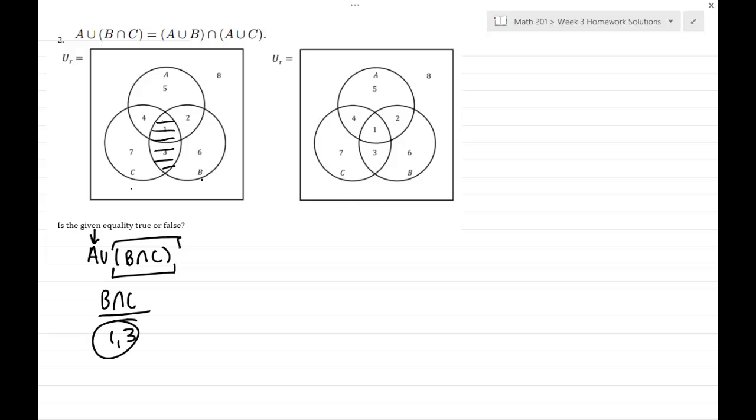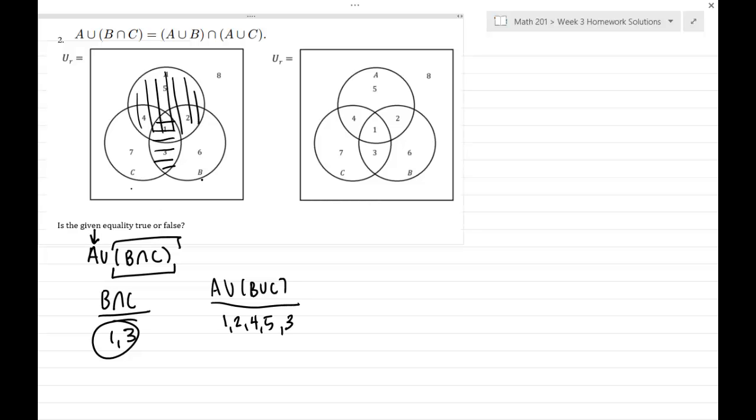So I'm definitely going to have regions 1 and 3 shaded for my final Venn diagram, but then I'm also going to add any regions that come from A. Because A, I have 1, 2, 4, and 5. So I already did 1, so then I need to add 3. So I'm going to take all of A for sure. I'm also going to take B intersect C because I have union, so I'm taking everything in both. So I'm going to get regions 1, 2, 3, 4, 5 for my A union B intersect C.